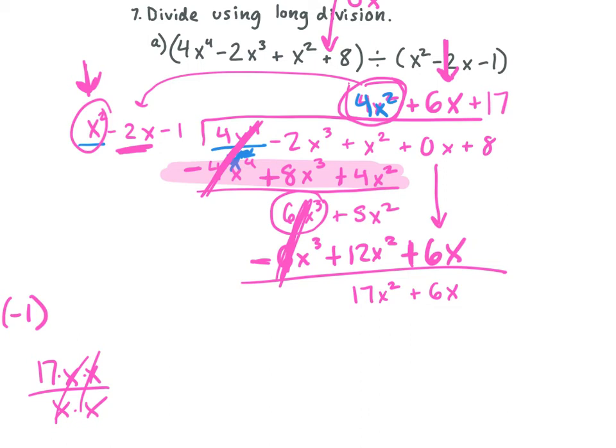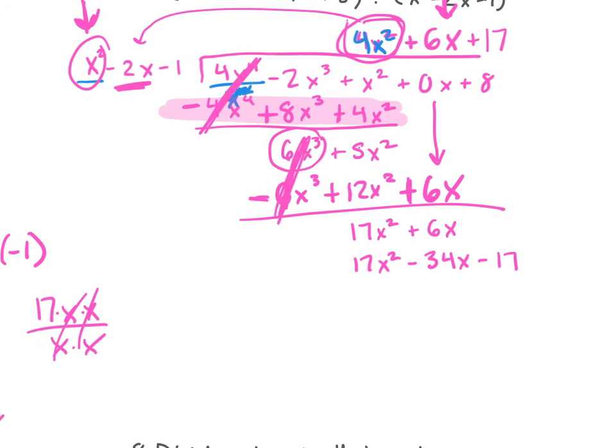So what's 17 times x squared? 17x squared. What's 17 times negative 2x? Negative 34x. And 17 times negative 1? Negative 17. What do we have to do now? Awesome. Change the sign. So negative, positive, positive. What happens to 17x squared minus 17x squared? What do we do when we combine them? Cancel them out. Perfect. And then 6x plus 34x. 40x. And then 8 plus 17.